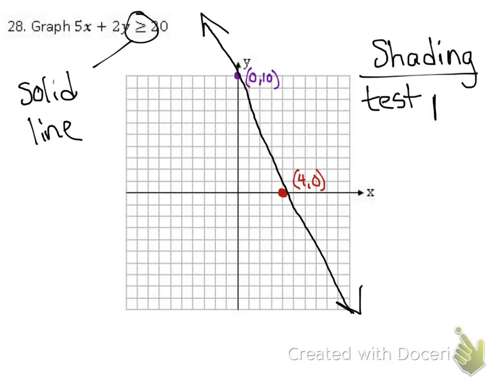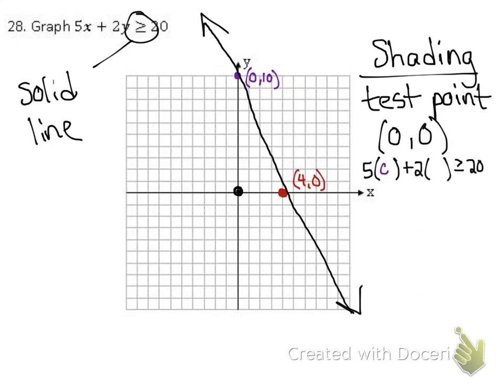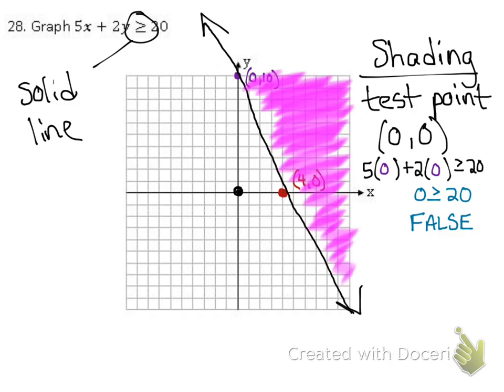Now we need to figure out what side to shade, and again I'm going to use 0, 0 for my test point. So I plug in 0 for x and 0 for y, and that gives me a statement that says 0 is greater than or equal to 20, which is false. So I'm not going to shade the side of the line that has 0, 0. I'm going to shade the other side.